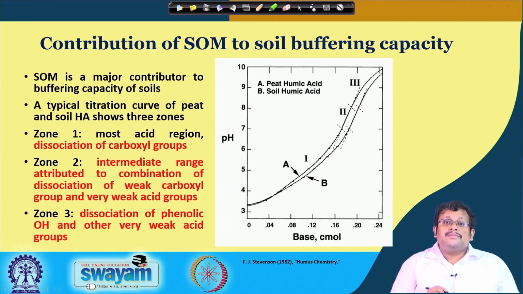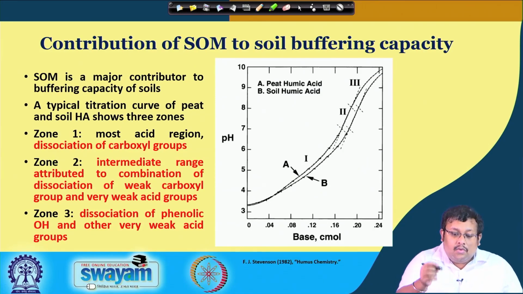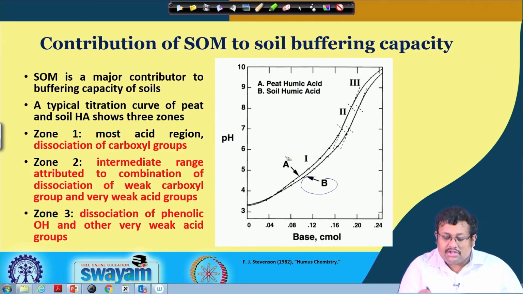Now, if you see the contribution of soil organic matter to soil buffering capacity, this graph shows us pH versus base added. There are two graphs: A is the peat humic acid and B is the soil humic acid. So we can see two fractions. If we continue to add base, we can see how their pH changes. They produce this type of pattern, and we get this pattern due to the buffering capacity of the soil organic matter.